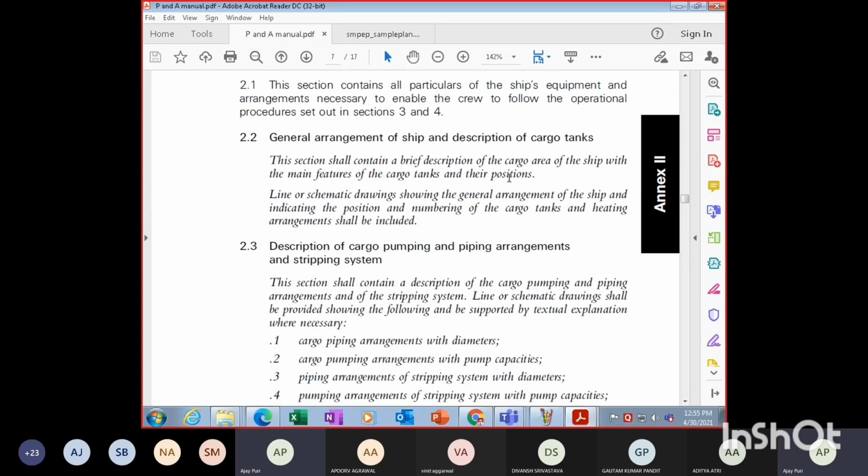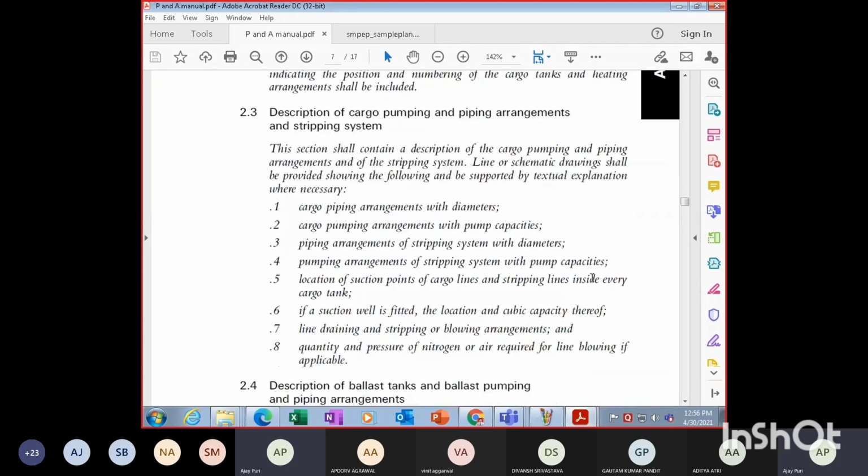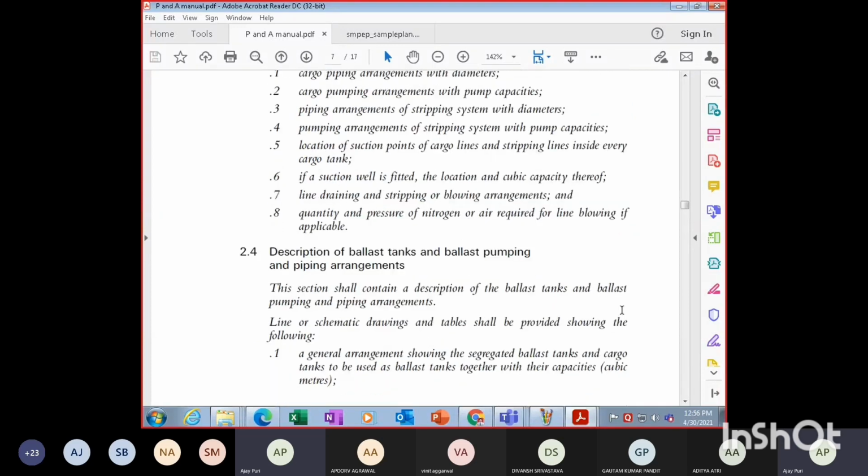your description of cargo tanks and position, diagrams of general arrangement plan, numbering of cargo tanks, heating arrangements, cargo piping arrangements with diameters and pump capacities, stripping system diameter, location of suction points of cargo lines and stripping lines. And if you have a bilge well or suction well, the cubic capacity should be mentioned in that PNA manual. Line draining and stripping of blowing arrangements, quantity and pressure of nitrogen or air required for line blowing. That will be there.